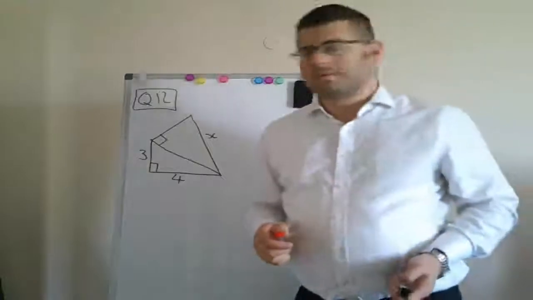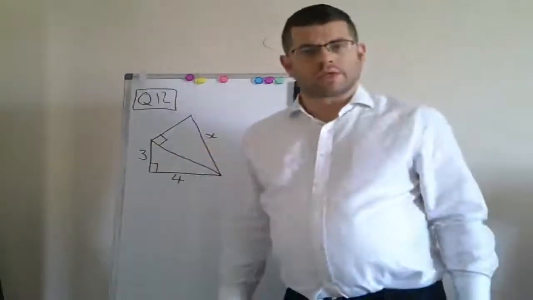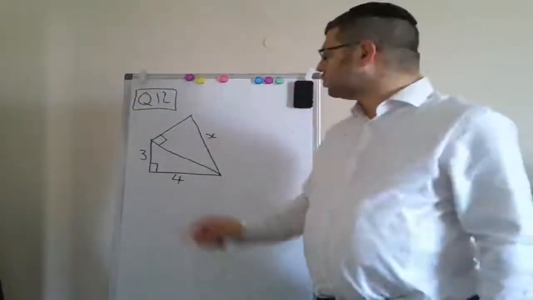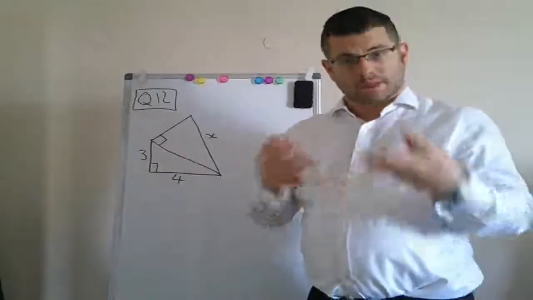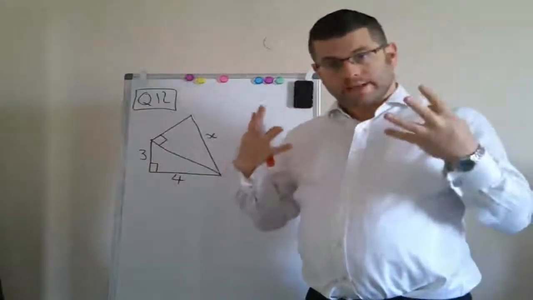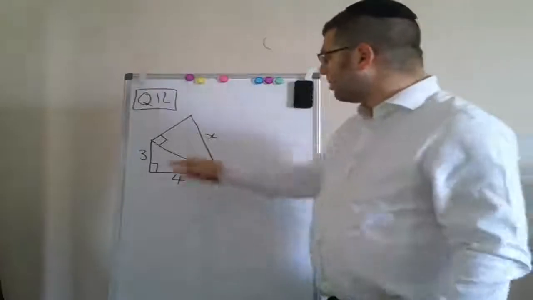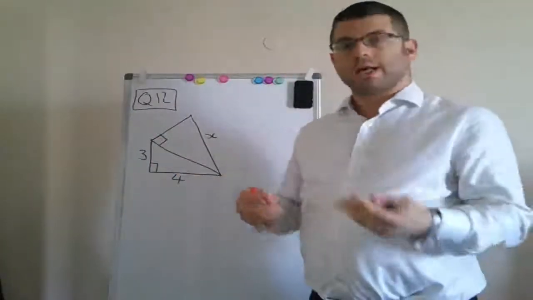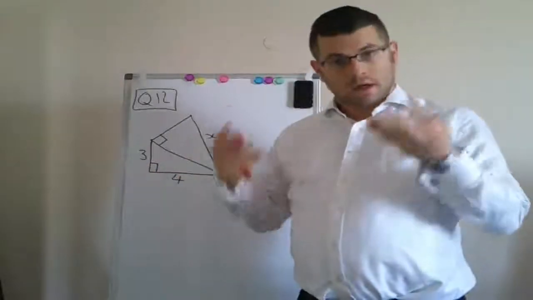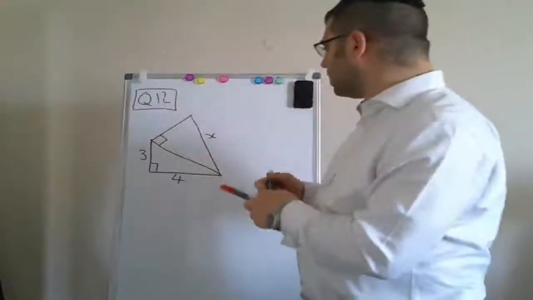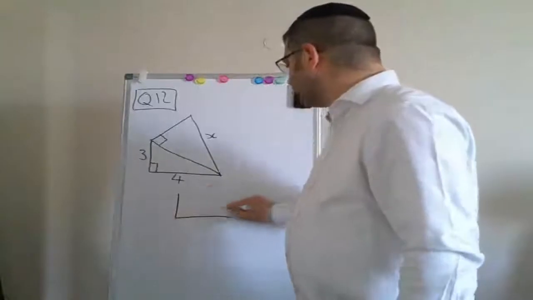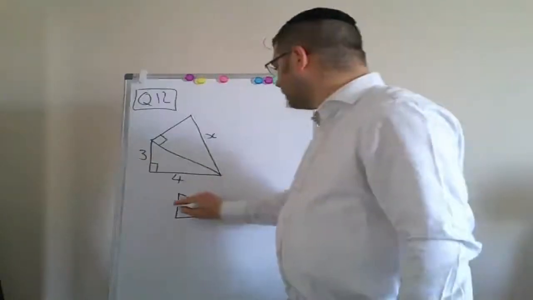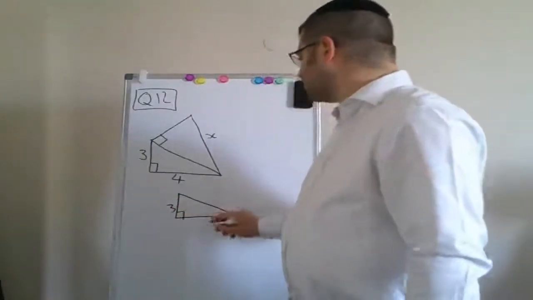Okay, question 12. We're told that these two triangles are similar, and my recommendation is always to draw the two similar shapes side by side, both looking to have the same orientation. They both have a right angle. You can see they're both right angles, therefore they both have a hypotenuse. So let's draw them side by side, like for like. So the triangle at the bottom we can see is 3. Right angle there, hypotenuse there is 4.